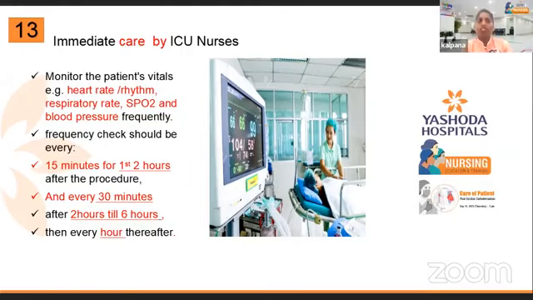Next, immediate care by ICU nurses. Monitor the patient's vitals frequently, for example heart rate, rhythm, respiratory rate, saturation, and blood pressure. Frequency should be every 15 minutes for the first 2 hours after the procedure, every 30 minutes after 2 hours till 6 hours, then every hour thereafter.